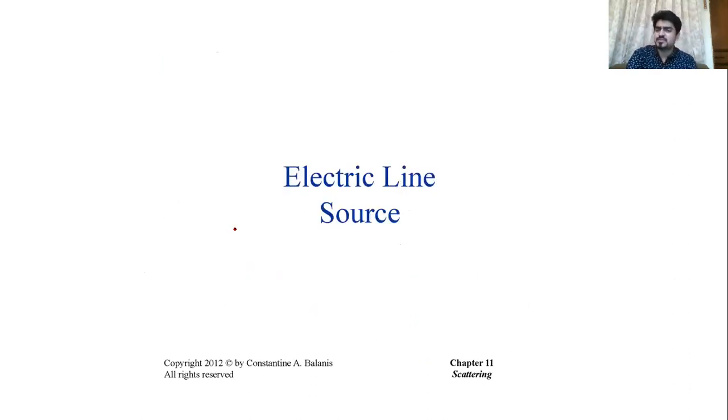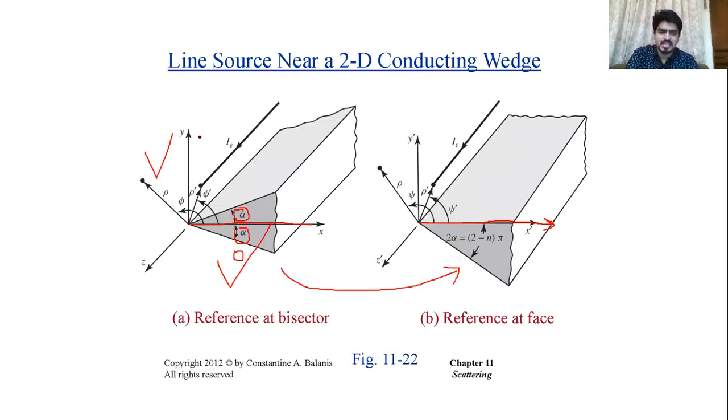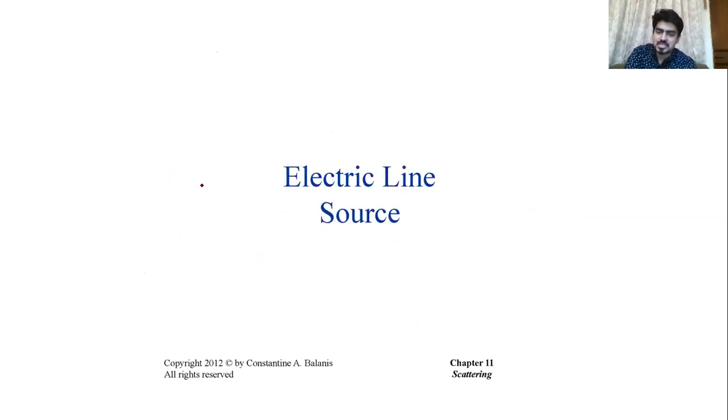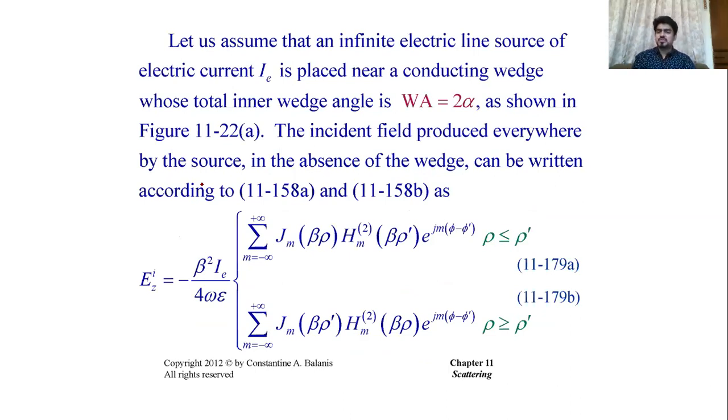So let's consider first of all the electrical line source. As you can see, here we have an electrical line source, a current carrying line source I_e, displaced from the z-axis. It is parallel to the z-axis and displaced by radial distance rho prime and angular displacement phi prime from the x-axis. So we know that using the addition theorem of Hankel function, we can divide that observation region in two regions.